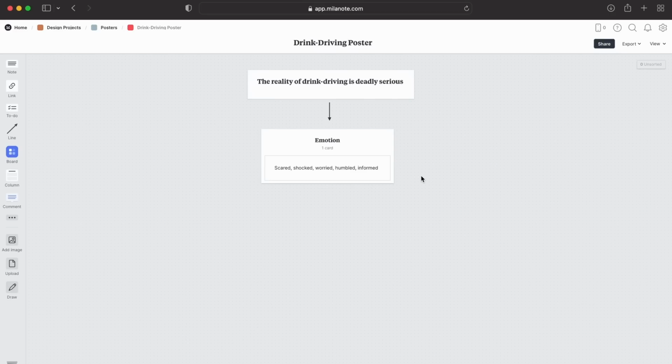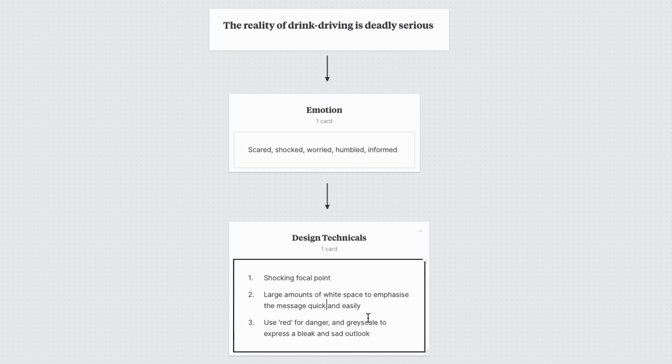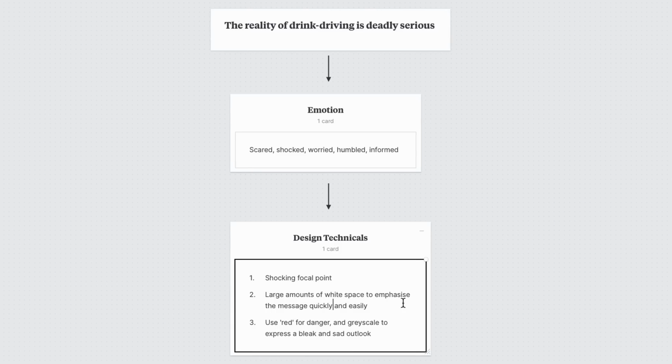The next phase is where things get stepped up a gear in this process. This is where we think about design techniques that can express the emotional response that we want to get in our design. And here I've just written down 3 to demonstrate. Now I want to have a focal point that is shocking and draws the viewer into my design. I really want to emphasize a lot of white space to make the message clear and concise, and to perhaps also give a clinical or bleak outlook on my design.